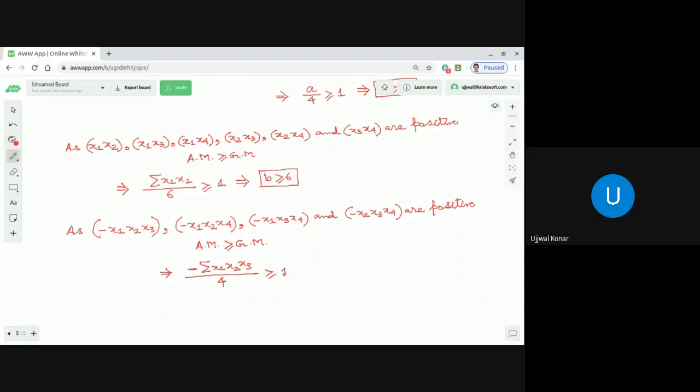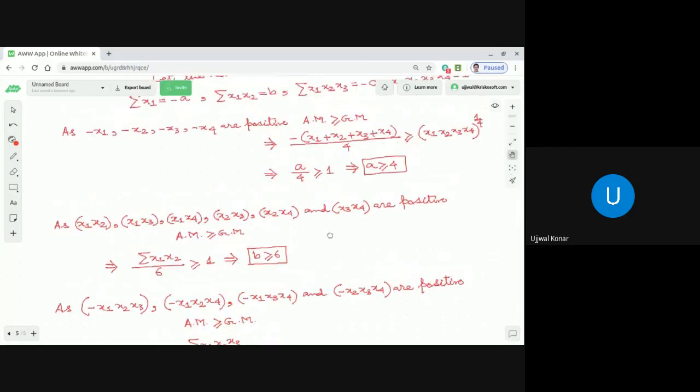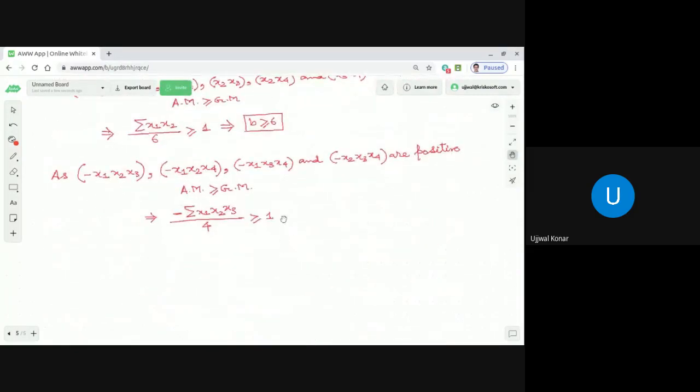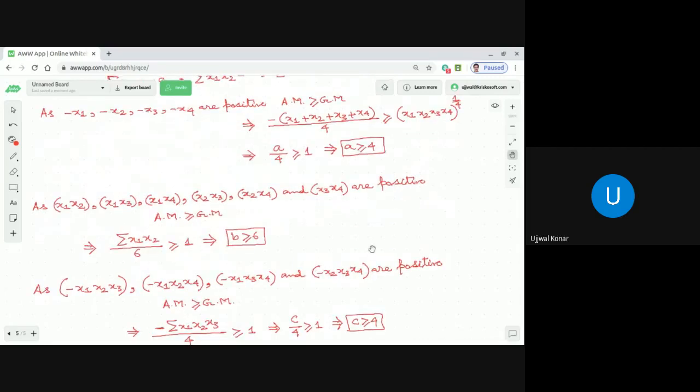And we just saw a few minutes back that the relationship between the roots and coefficients is minus c. So ultimately it becomes c by 4. That implies c by 4 is greater than or equal to 1, so c is greater than or equal to 4, dear students. So what we see is that a is greater than or equal to 4, b is greater than or equal to 6, c is greater than or equal to 4.